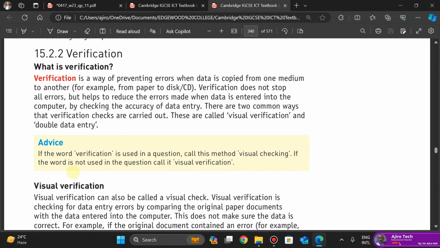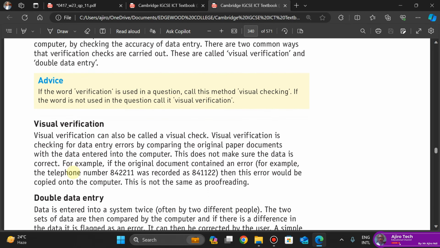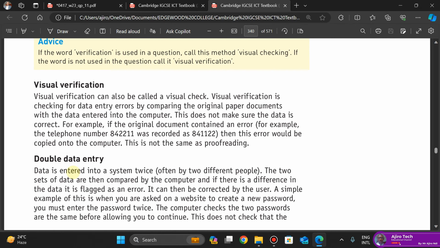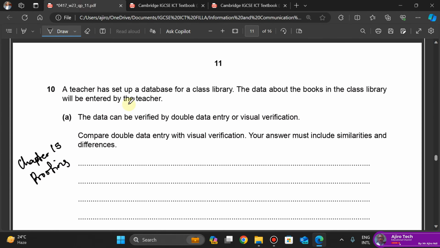Verification is a way of preventing errors when data is copied from one medium to another. Visual verification is what we call visual check. You're checking for data entry errors by comparing the original document with the one that's been entered. Double entry is when data is entered into the system twice. The two sets of data are then compared by the computer to see if there's a difference, and if there is, it is flagged as an error.